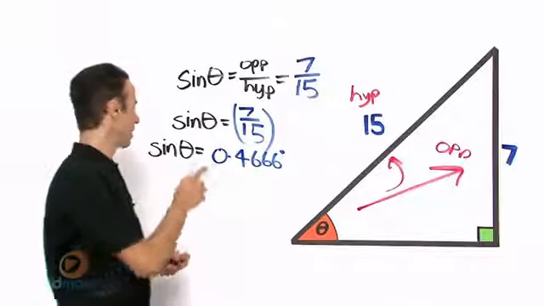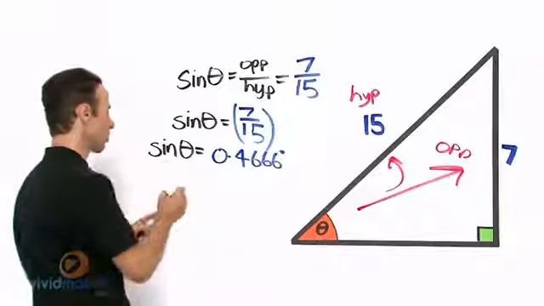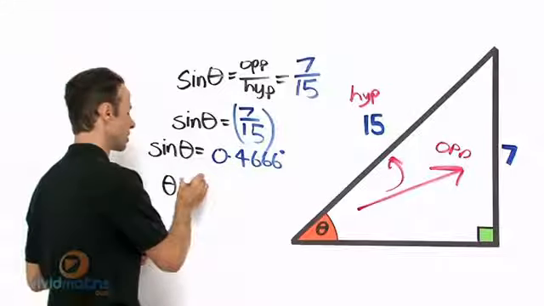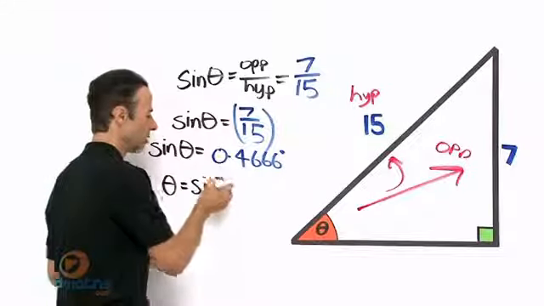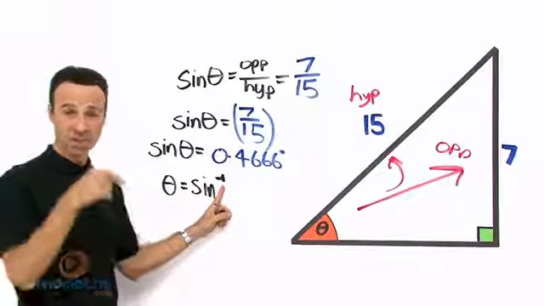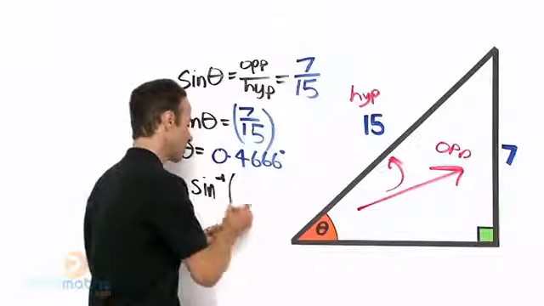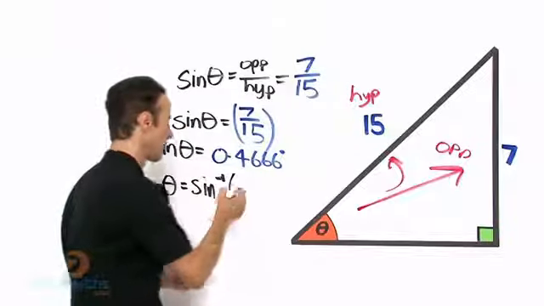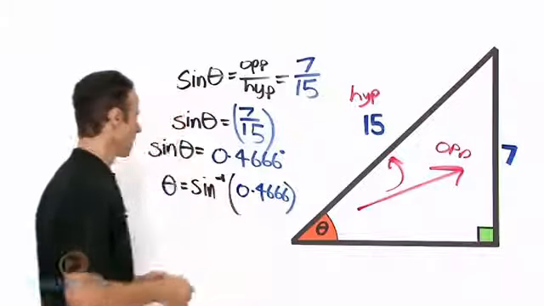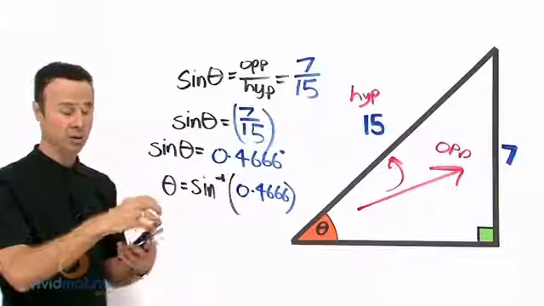So we've got that. Now, since sine theta equals that, we've got a second function. So then we go theta equals sine to the power of minus 1. See that little minus 1 there? That means shift or inverse or second function, whatever you have on your calculator. Then in brackets, we put this decimal in there, 0.4666, like that.